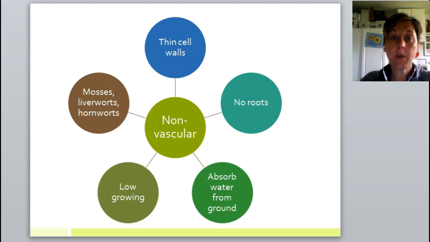When we talk about non-vascular plants, we're talking about plants that have very, very thin cell walls. They do still have a cell wall because all plant cells have that, but they're thin. They're not as thick and as strong as vascular plants. Non-vascular plants do not have a root system. They absorb water from the ground. They grow very low to the ground, and they include mosses, liverworts, and hornworts.